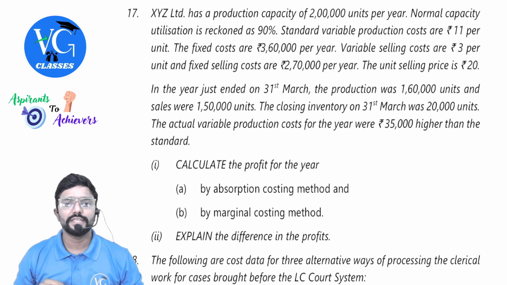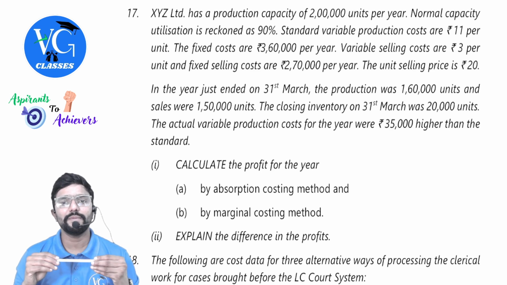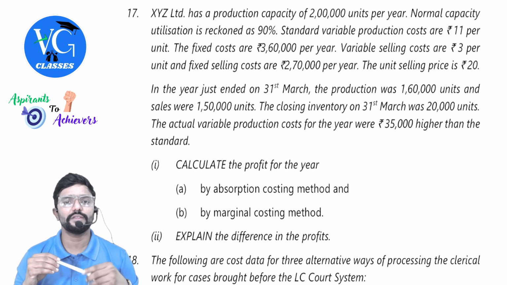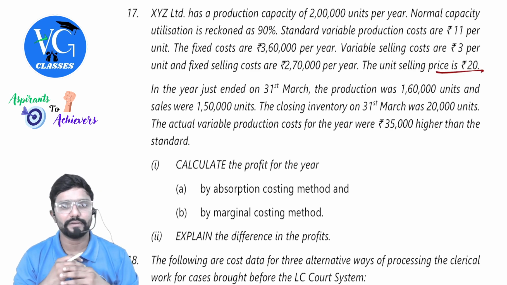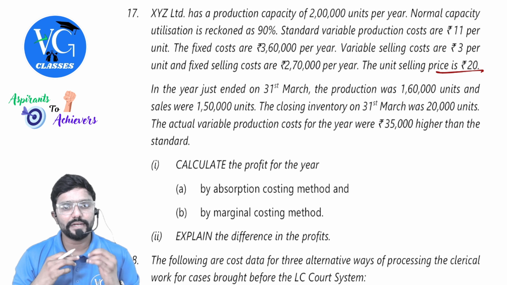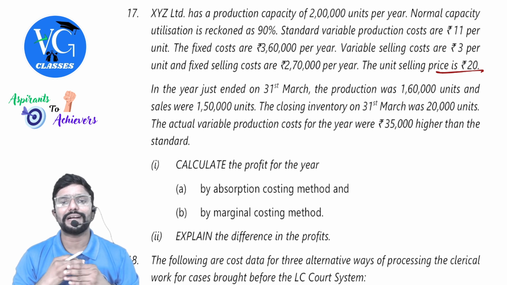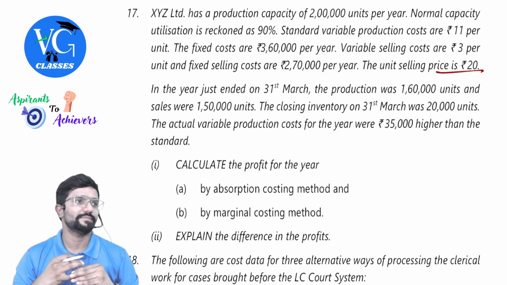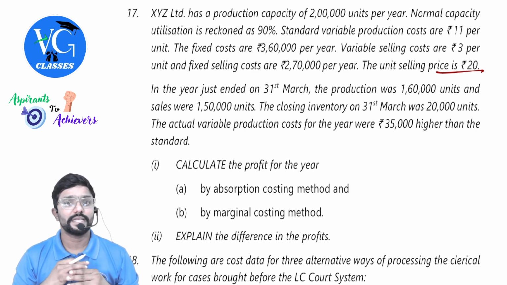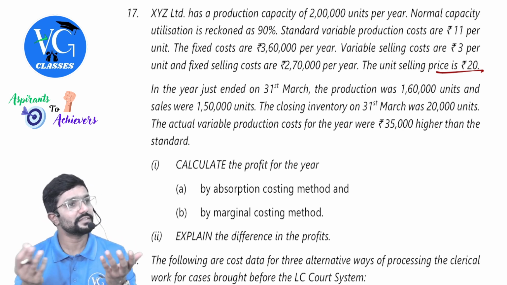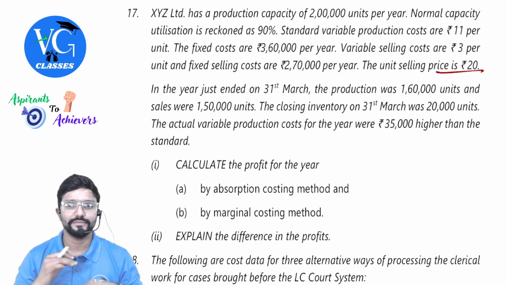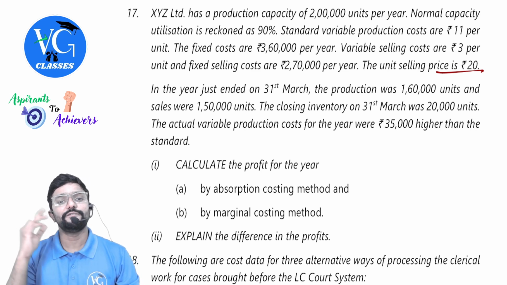The fixed cost is 3,60,000 per year. Variable selling cost is 3 rupees per unit. Fixed selling cost is 2,70,000 per year. The unit selling price is 20. In the year just ended on 31st March, the production was 160, less than normal. Capacity is 2 lakh, normal capacity is 180, and actual is 160. Very good. And sales were 150.